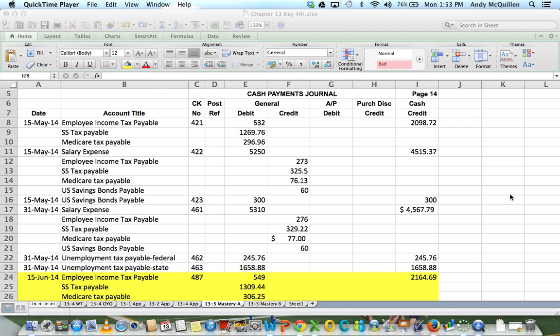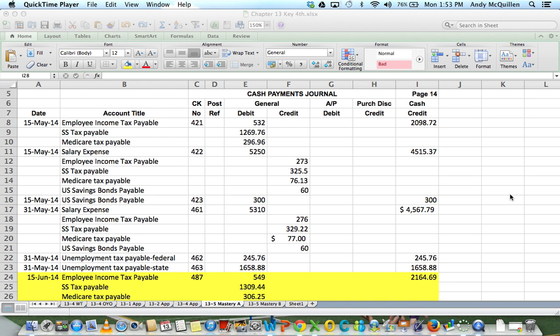Okay, the 13.5 mastery problem, just to kind of go through this with you, because I know it's confusing and it's really important to understand it because the test is about half of this, but it's pretty much similar.